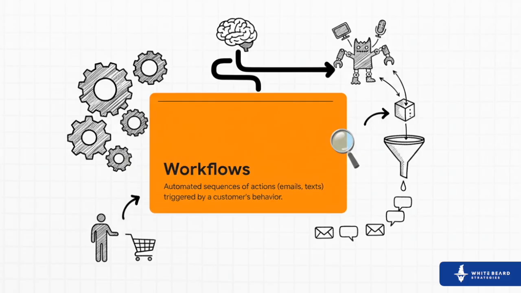This is basically the central nervous system of your business. A workflow is just a sequence of automated actions, like sending an email or a text message that kicks off when a customer does something specific, like filling out one of your forms.